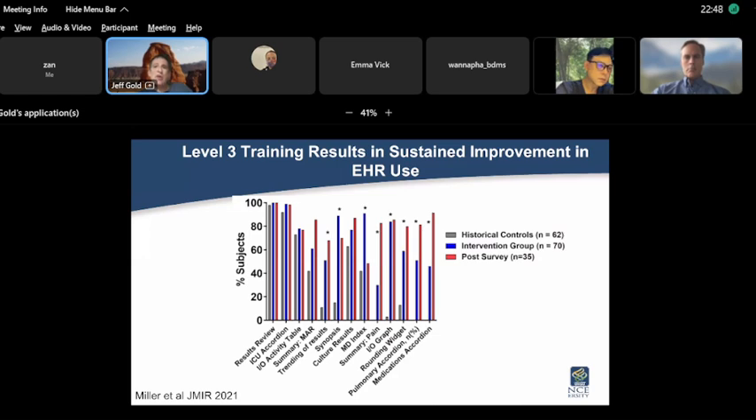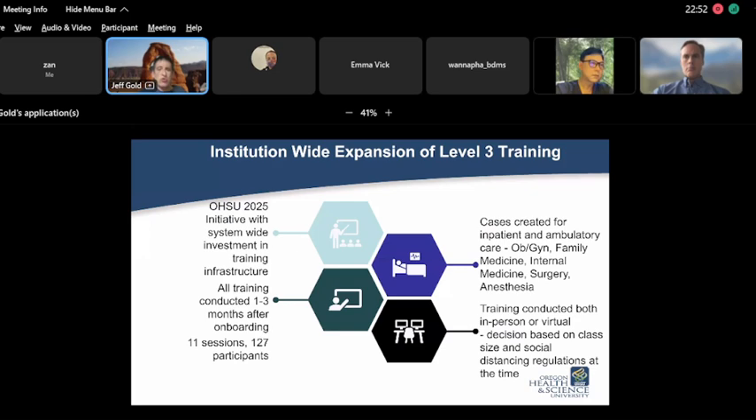Based on this data, we got system-wide funding to take this beyond internal medicine. And now we do this for all interns across all specialties at OHSU and also for some attendings. This is now for everybody.